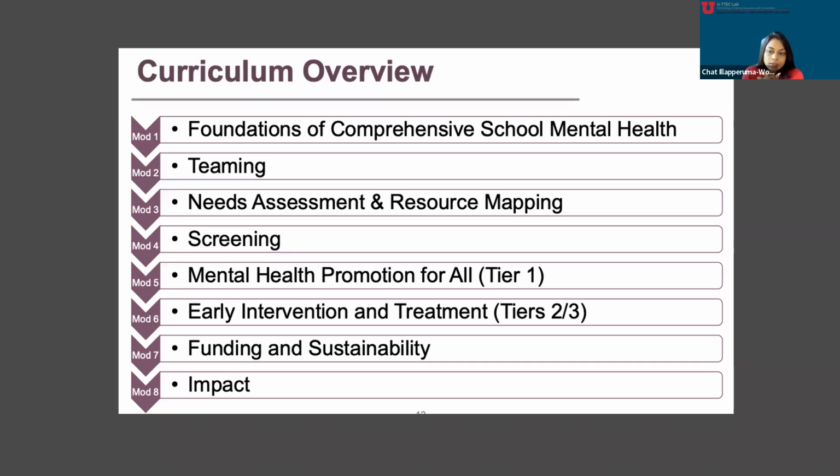And then in the next month, which is our final month, we'll talk about the impact of all of these. For example, if you've implemented all of these, we'll see how we can assess the impact of all of these modules. Or if you have just implemented some of these, we'll still dive into how you measure the impact and how you look back and reflect. So we'll talk more about that next month, but today we'll focus on funding and sustainability.